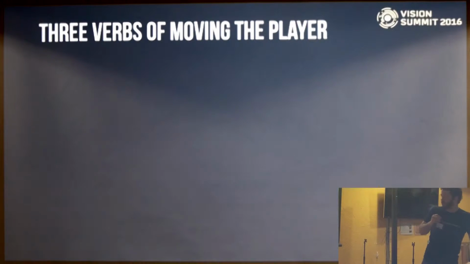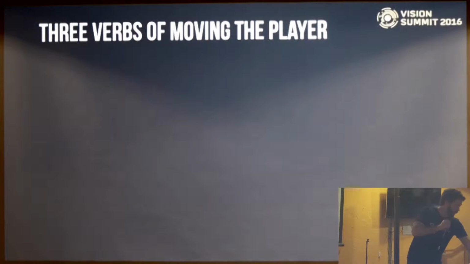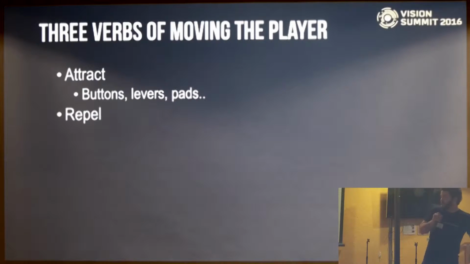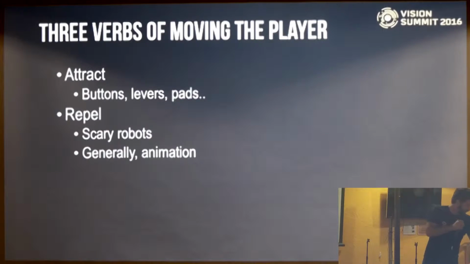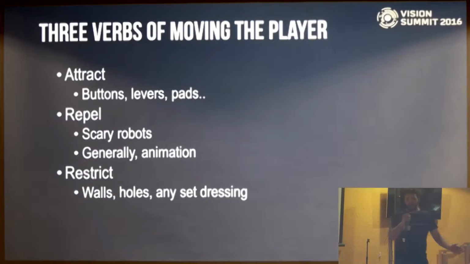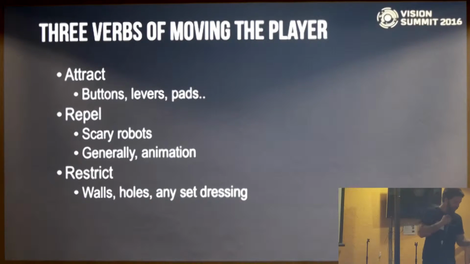So between all of this, I've kind of come up with the 3 verbs of getting the player to move around, which are: you can attract them somewhere, which mainly happens through interactions. You can repel them from some place, which mainly happens through animations, robots. And you can restrict where they can go, which mainly happens through walls or any other kind of thing that will stop the player from going across the room. A hole in the ground, or just some big prop in the room, whatever you want.